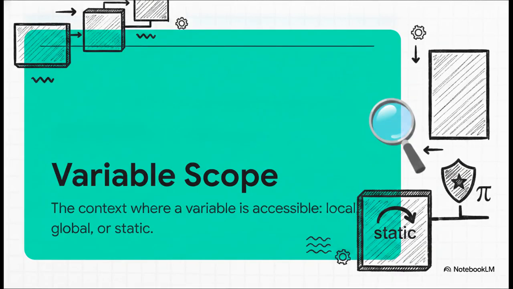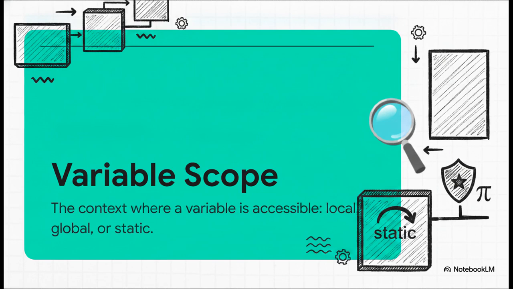Now, when placing these variable boxes around our digital house, we really have to consider scope. Variable scope is simply the context where a variable is accessible. A local variable lives only inside a specific function. A global variable lives outside. A static variable is pretty special. It actually retains its value even between different calls to a function.